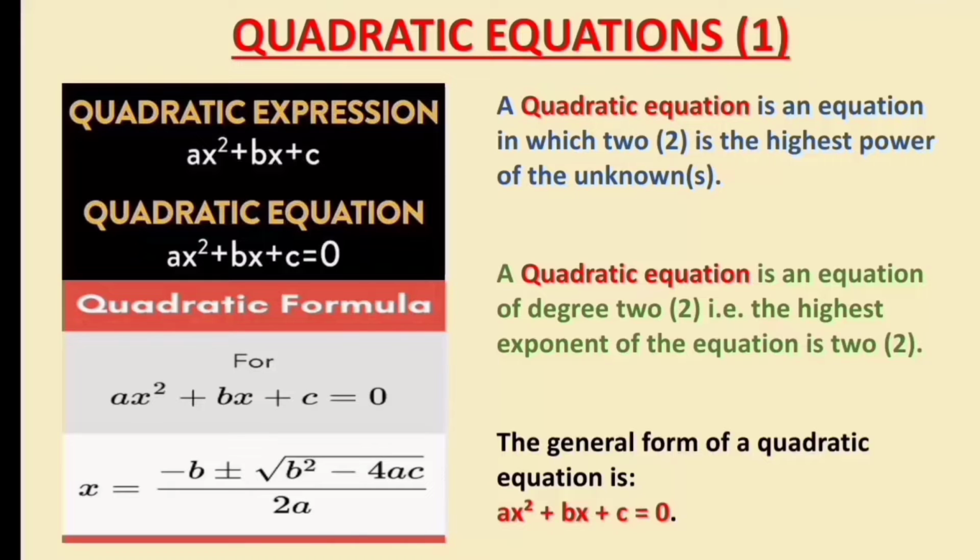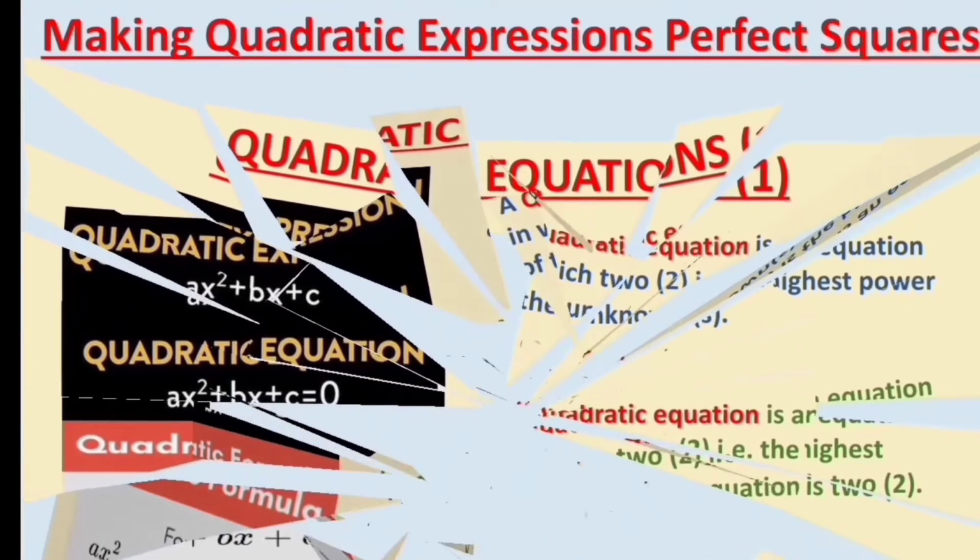The general form of a quadratic equation is ax squared plus bx plus c equal to 0. Let's learn more about quadratic equations. Let's learn how to make quadratic expressions perfect squares.